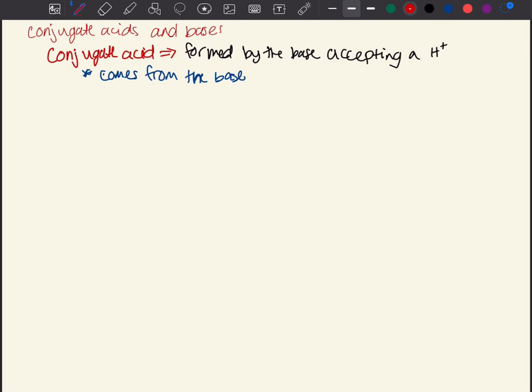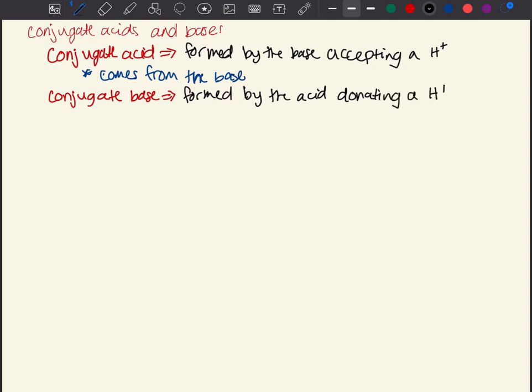Now, the conjugate base is formed by the acid donating a proton. So that means it comes from the acid.